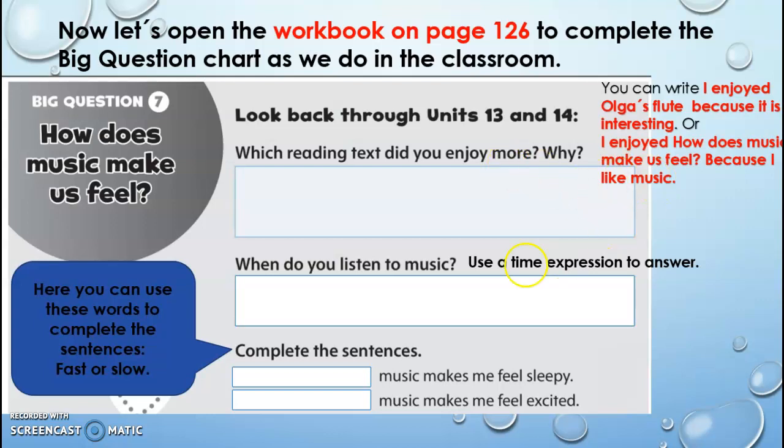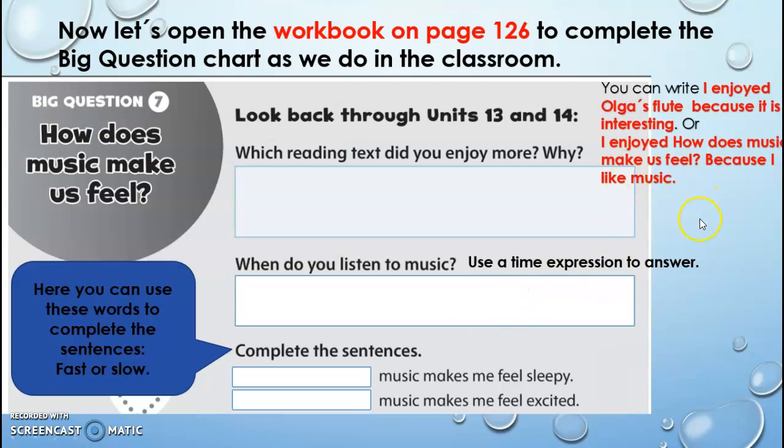Very good. In the last part, you will complete the sentences, okay? Music makes me feel sleepy, or music makes me feel excited. Remember what excited is? When you are very, very, very happy, okay? Well, I gave you this information too, that you can use one of these two words, fast or slow, because fast is describing the music and slow is describing music too, okay? So you decide. These are your answers, and I will check them when you send me the evidence, okay? So, any problems?